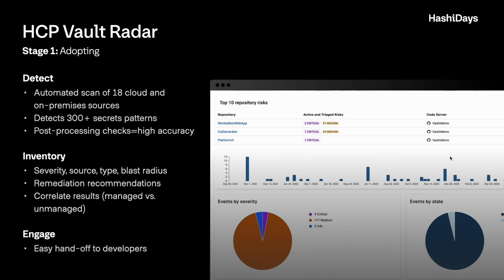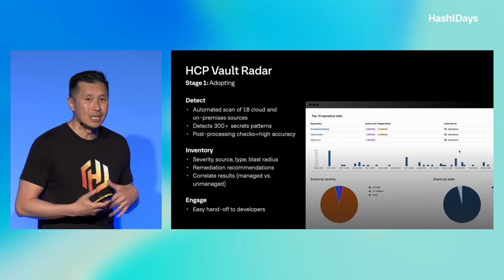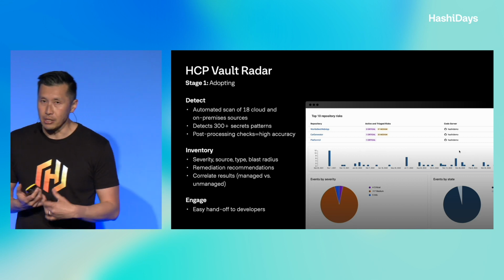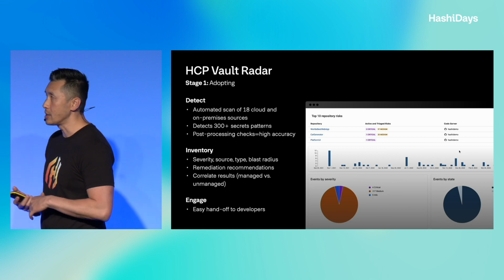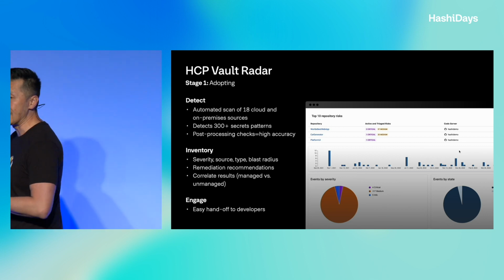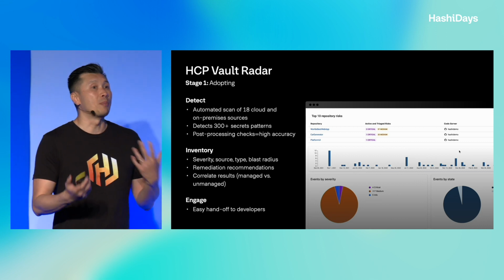HCP Vault Radar has the ability to go detect up to 18 different data sources. We just added 2 more, as you saw from Armand's keynote. We're going to continue building upon that as we go along. It has the ability to detect over 300 secrets patterns. So, you can detect all different types of secrets. It does post-processing steps as well to ensure that there's high accuracy and there's no false positives.